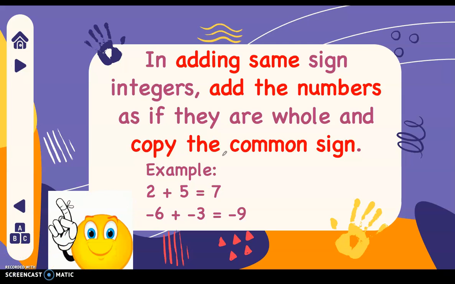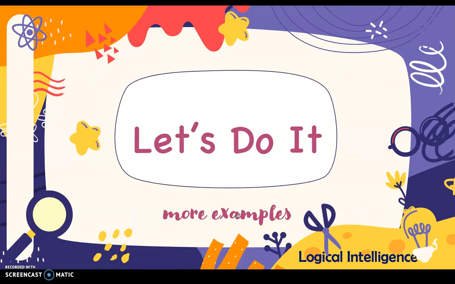We have negative 6 plus negative 3 is equal to negative 9. So again, all you have to do is to add the numbers and then you copy the common sign. So this is negative plus another negative, you just copy the common sign. Now let's have more examples.